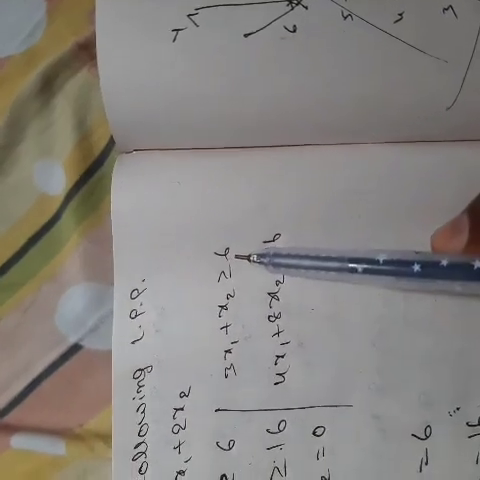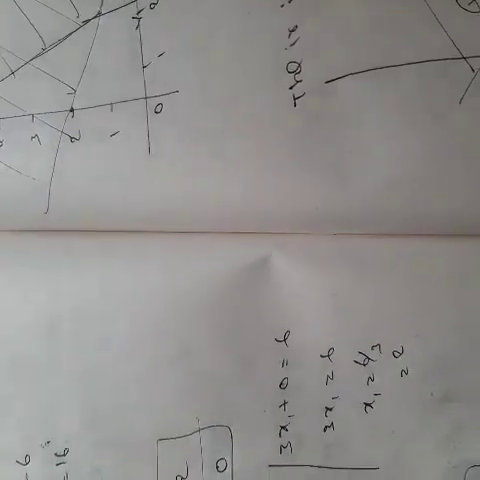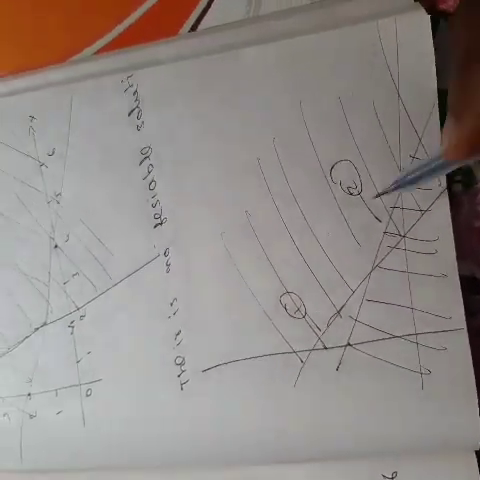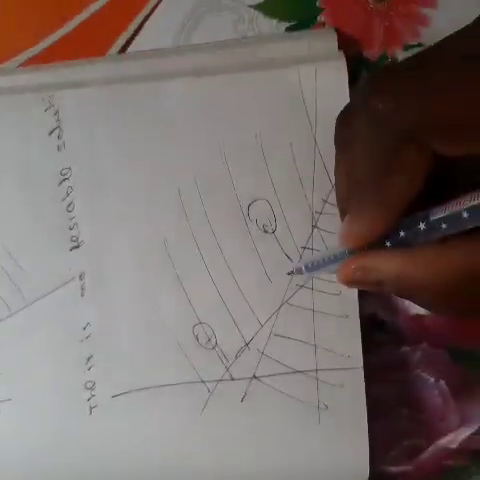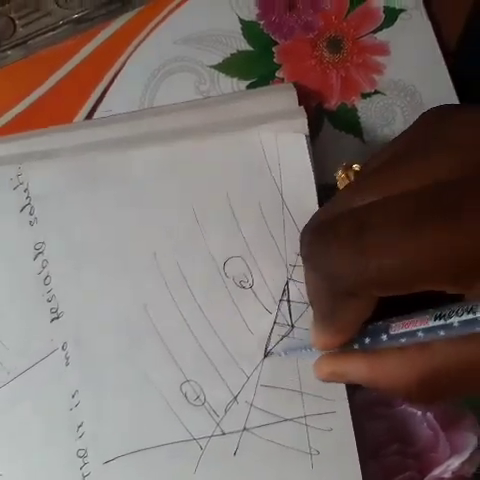Under the first equation, the inequality is greater than, which means the region lies on the side away from the origin. In the second equation, the inequality is less than, so the region lies on the origin side. The region is bounded here itself like this, in the form of a triangle.